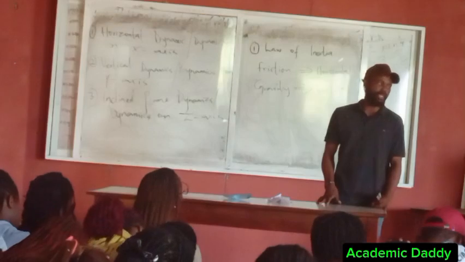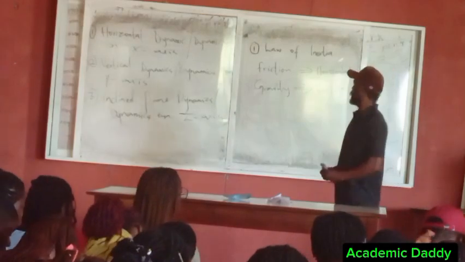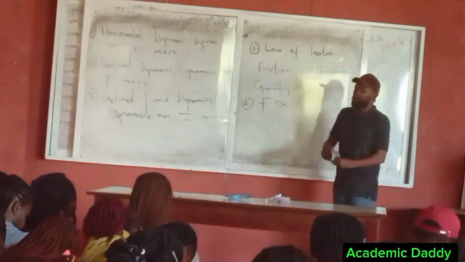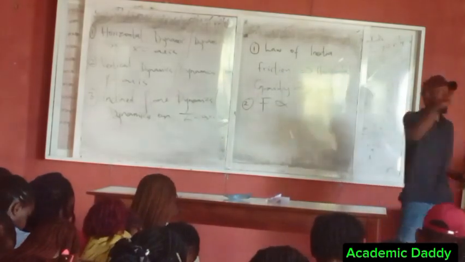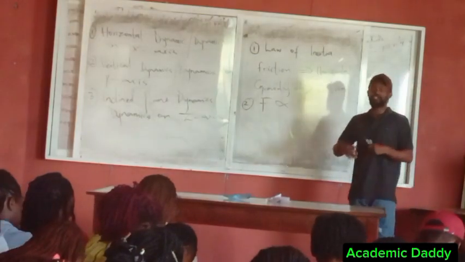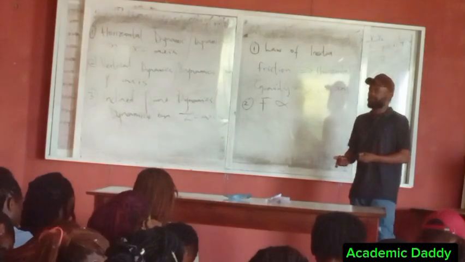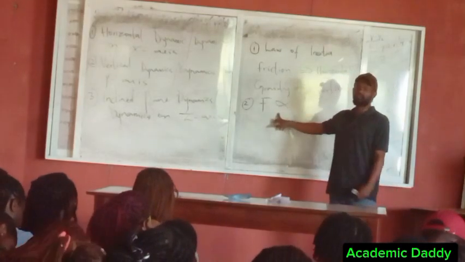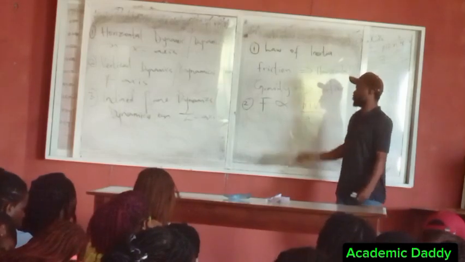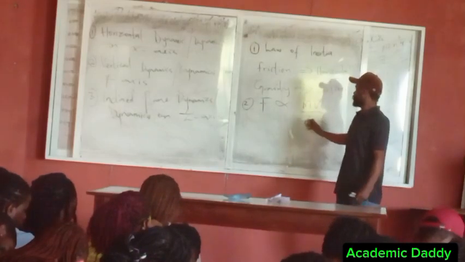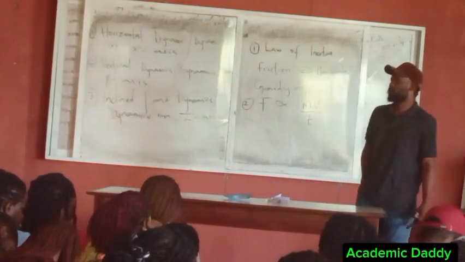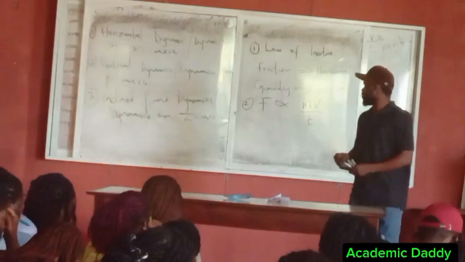So the second law states that the force applied to a body is directly proportional to the rate of change of its momentum. And you know that anytime they tell you rates, it means that particular thing divided by time. Are you aware? Okay. So if I tell you that, for example, acceleration is the rate of velocity, it means velocity divided by time. So this law says that the force applied to the body is directly proportional to the rate of change of its momentum.